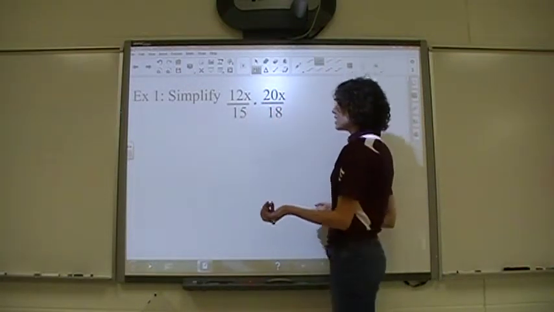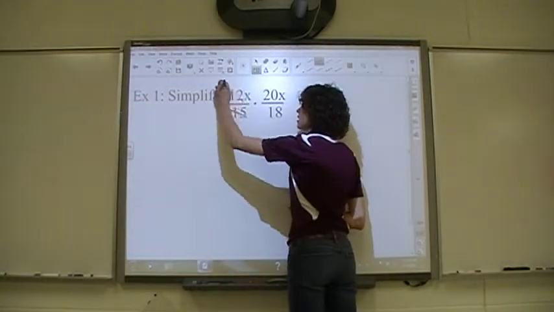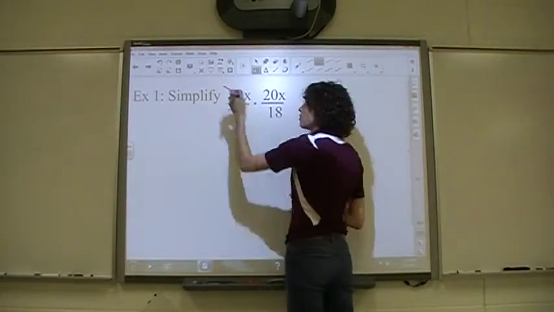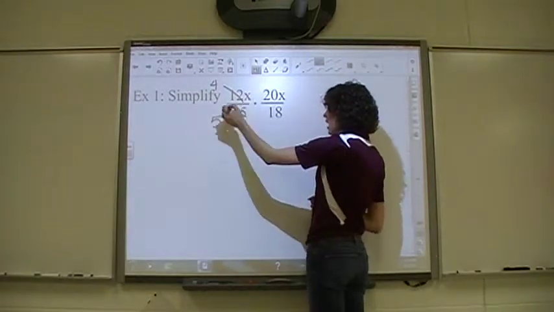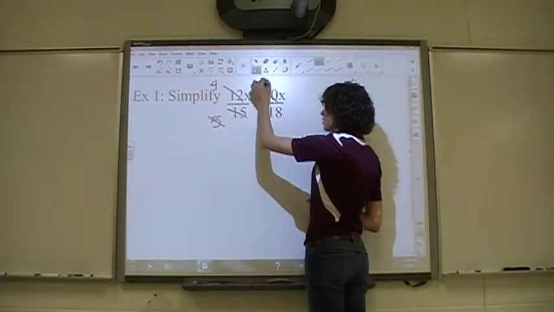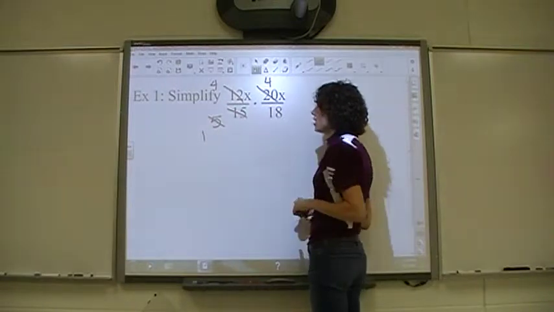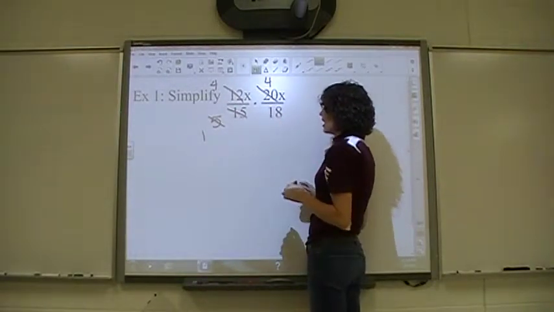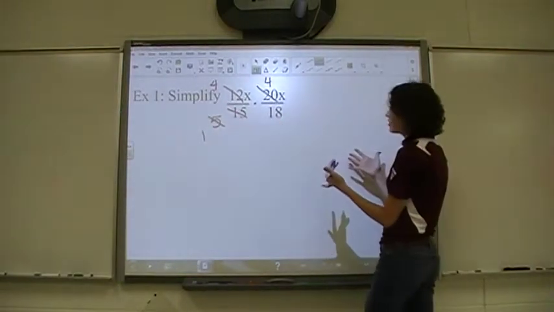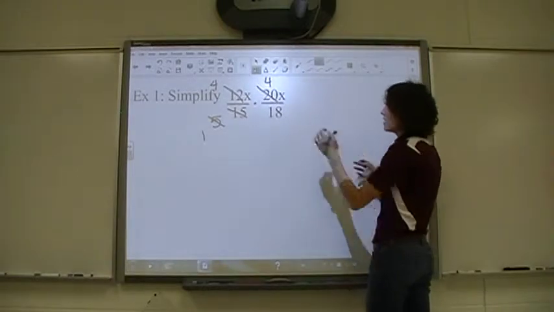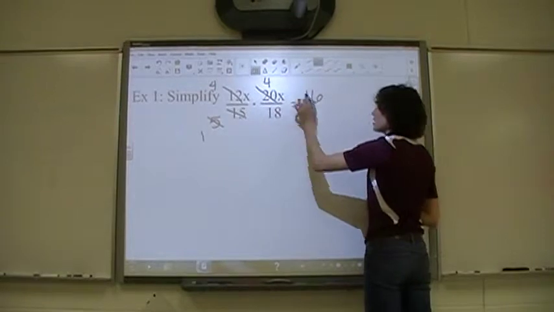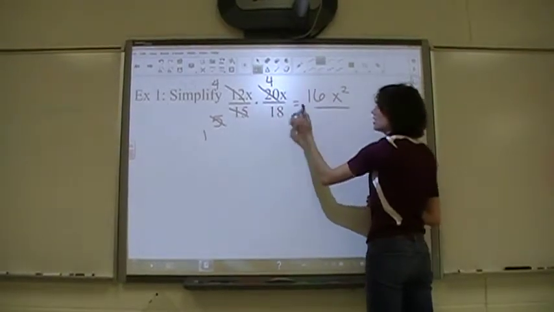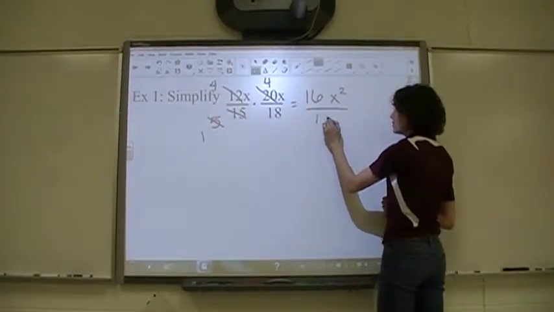But we can take a 3 out of both 15 and 12. If we take a 3 out, we're left with 4 and 5. I can also take a 5 out of 20 and 5, and I'm left with 4 and 1. Also with this 18, well, things are getting kind of crazy, so let's go ahead and combine from there. So 4 times 4 gives me 16, x times x gives me x squared, and on the bottom 1 times 18 gives me 18.